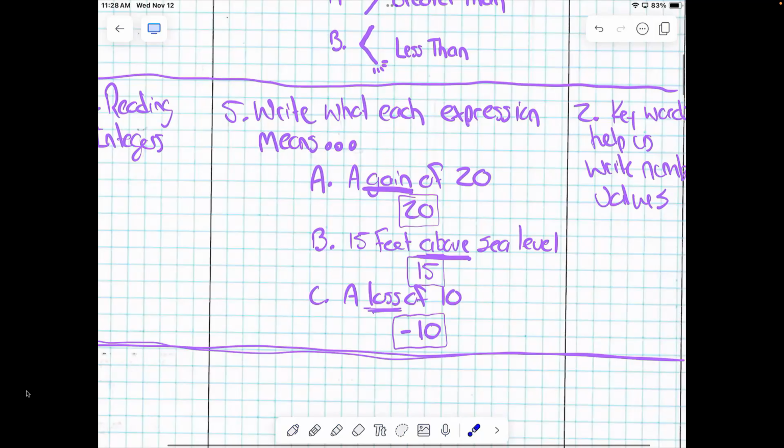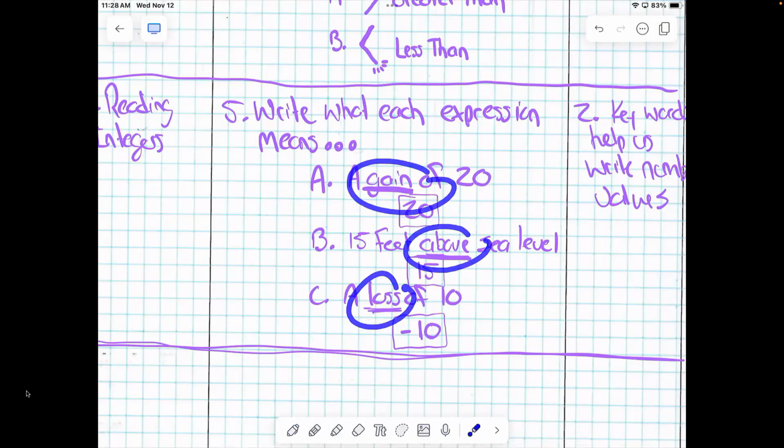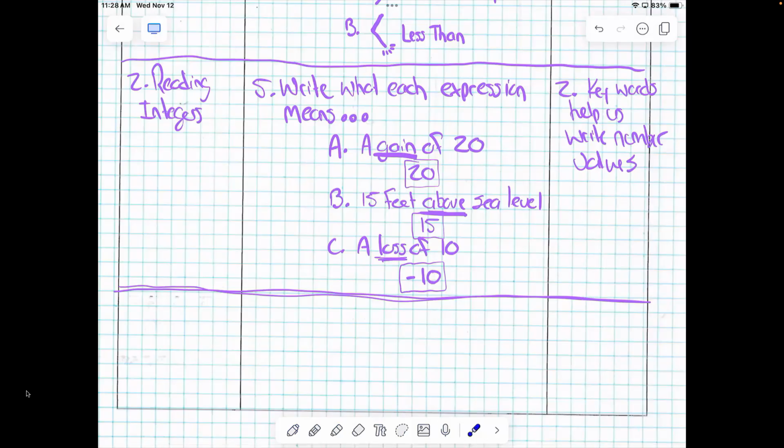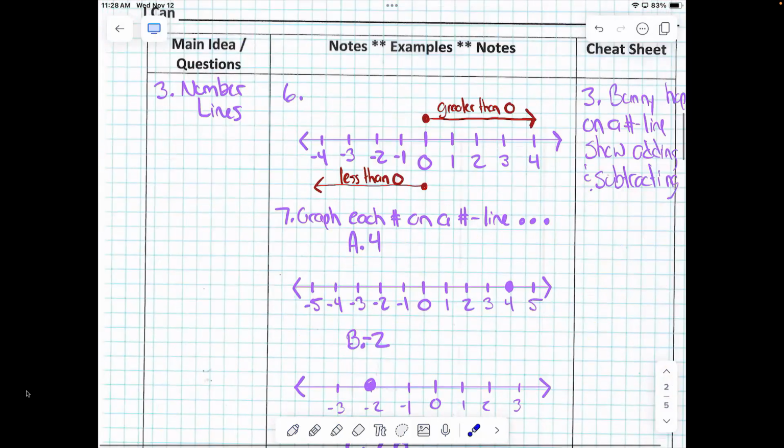When we write expressions, we need to look at these things right here. What are these things called? Keywords. Keywords tell us what to do with the value of the number. So gain is like a positive word, right? Yeah. So positive 20, right? Yeah. Loss is a negative word. Negative 10, right? So the keywords tell us what to do with the value of the number. Good? Yeah.